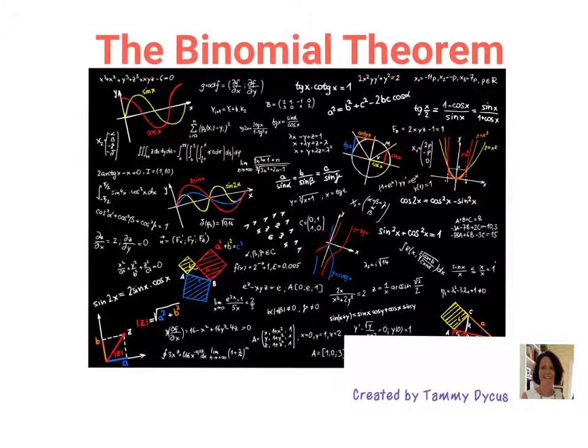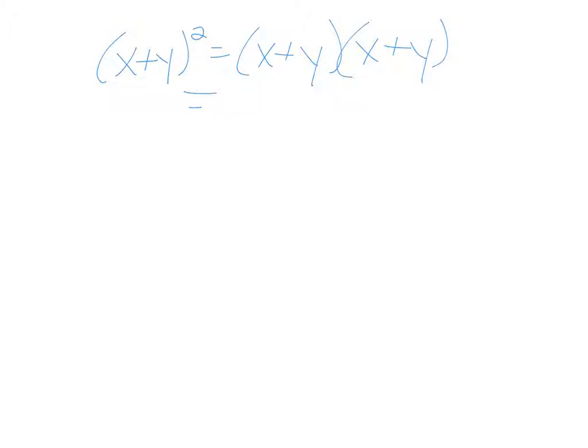The binomial theorem. You're probably pretty fast at expanding or foiling something that looks like this, x plus y squared. You know, you write it twice, and then you foil it, and hopefully you can do the outside and inside together in your head, so that would be x squared plus 2xy plus y squared.